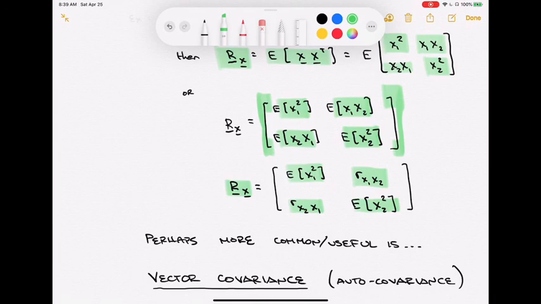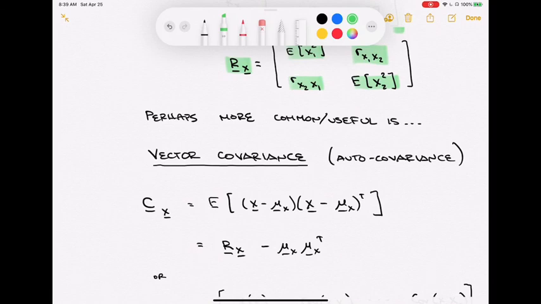Correlation is fine, but probably the more common and useful one, just like we saw with the bivariate case, is to talk about a mean-adjusted version of correlation, that is covariance. If I do it as the covariance of a vector with itself, we could call that vector covariance. I prefer to call it autocovariance, so covariance with self. It's just going to be our vector, mean adjusted, so subtract off its mean, take the outer product of that with itself. So you take the vector minus its mean and its transpose, multiply those together in the linear algebra way, and then we take the expected value. That is our autocovariance matrix.